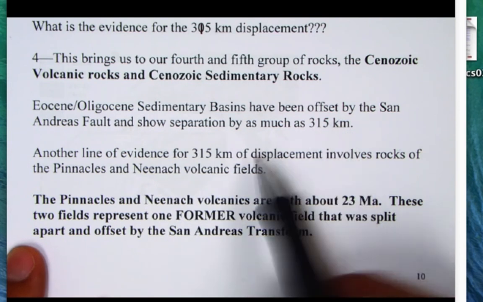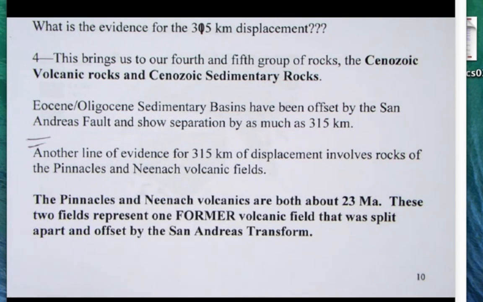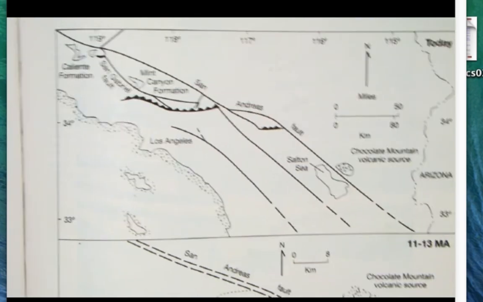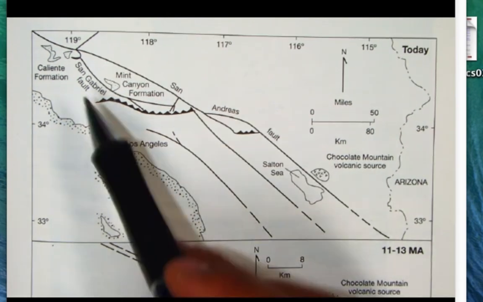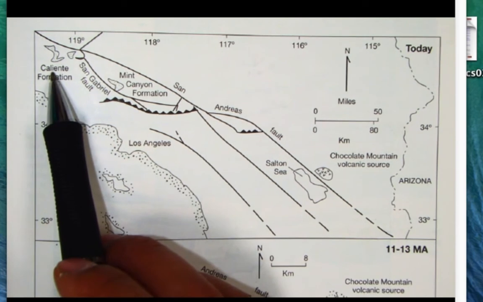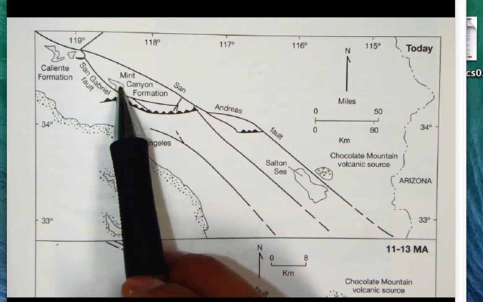And in fact, before we do the Pinnacles, there's a couple of formations down here in Southern California, one called the Mint Canyon Formation, and the other called the Caliente Formation. So here's Southern California. LA is here. Here's the San Andreas Fault. Caliente Formation here. Mint Canyon Formation here.